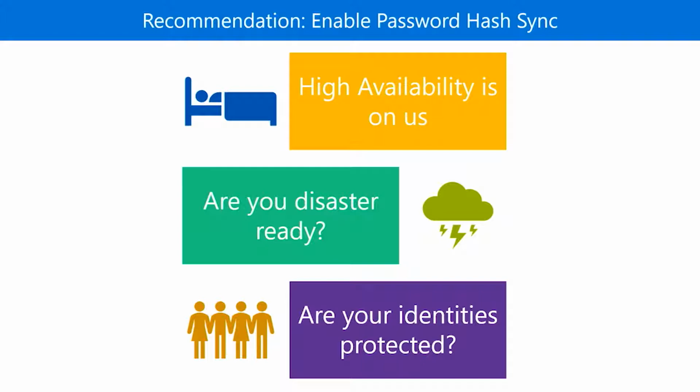But if you choose pass-through authentication or federation, you can still use password hash sync because you can then use that as a backup authentication method. For example, if your on-premises servers go down, you can manually fail over to password hash sync and still allow your users to sign into cloud apps. Enabling password hash sync also gives you identity protection through the leaked credentials reports.